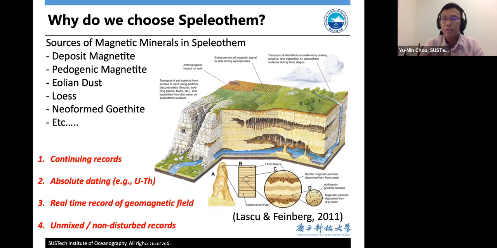In this cave environment, the situation is quite stable. There's no disturbance, and the precipitation is quite continuous. So we can get a continuous record, and also we can use the uranium-thorium dating technique and the radioactivity technique to get the absolute dating age. We can get a good chronology for the speleothem.